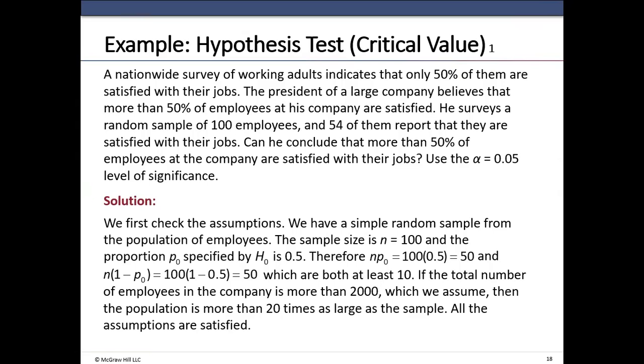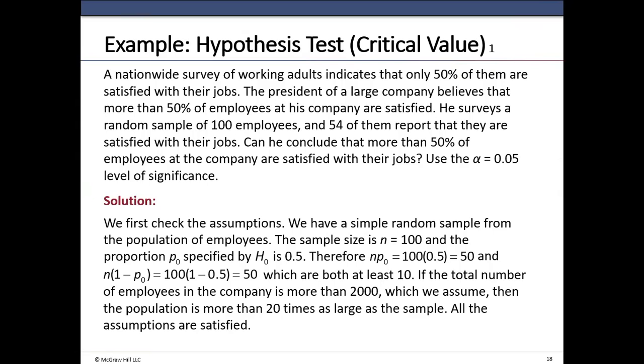First, we will check n times p0. The value in the null hypothesis is p0, which in this case is 0.5. N, my sample size, is 100. So 100 times 0.5 is 50, that's greater than 10. And n times 1 minus p0 is 100 multiplied by 1 minus 0.5, also 50. So both n times p0 and n times 1 minus p0 are greater than or equal to 10. Hence, we can assume the sampling distribution of p hat is bell-shaped.